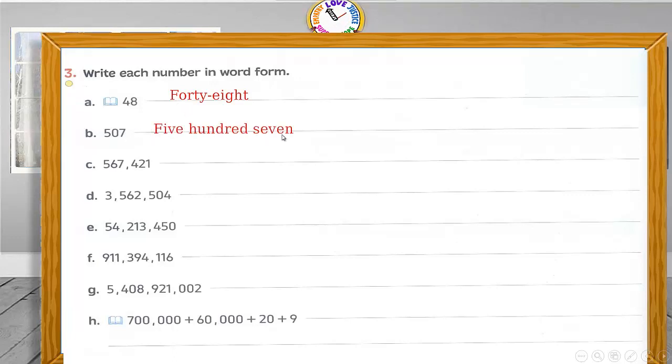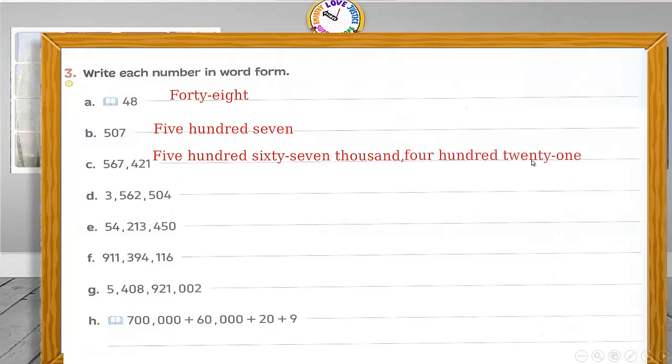Next one, 507. Write 507. Here we have 2 periods, 567,000. You should write 567,000. In next period we have 421. So write here 421. Next one, 3,562,504. As we said or as we read, you should write 3 what? 3 million. You should write here 3 million.